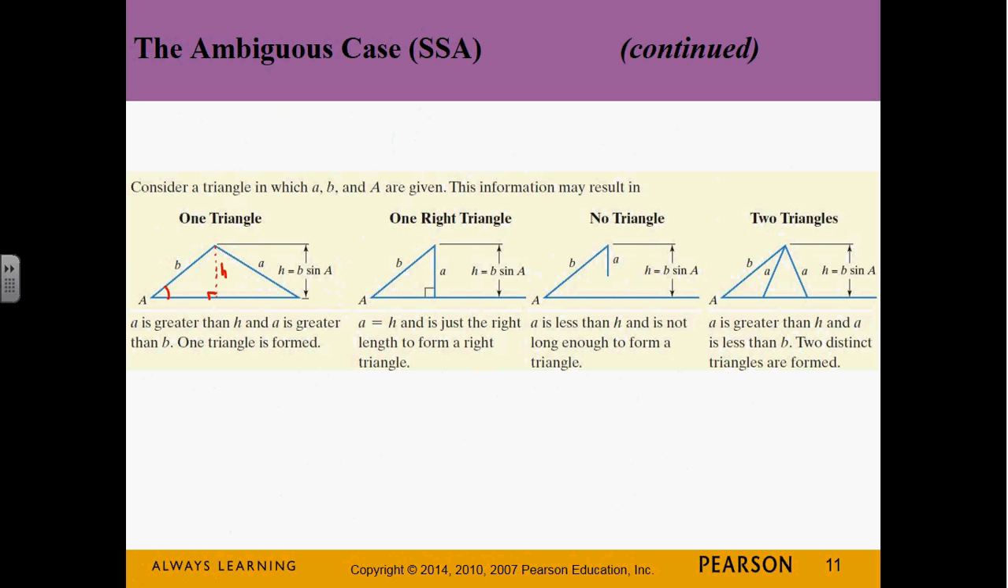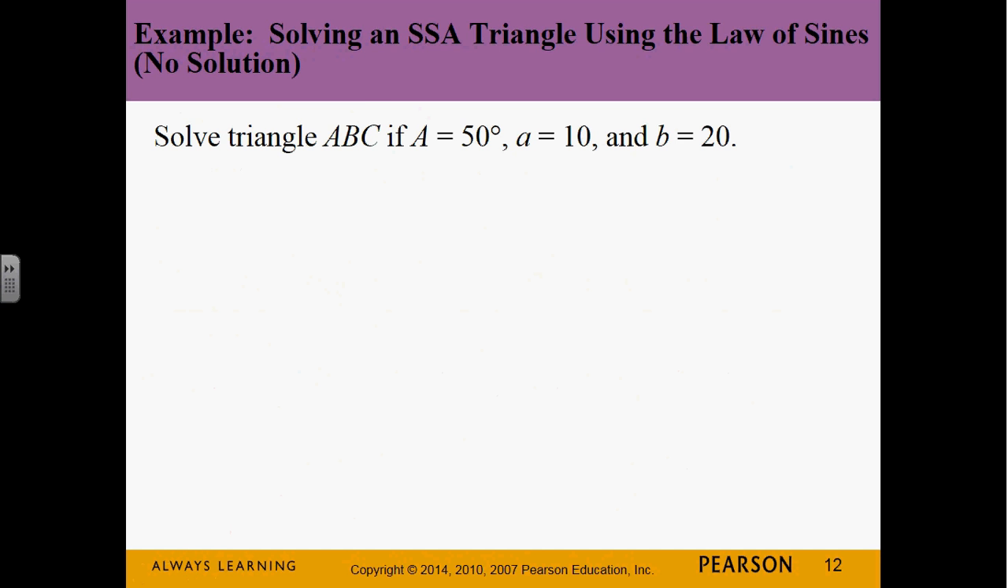Now, you don't have to remember this, okay? Because when you're actually doing the problems, they'll manifest extra solutions. You'll be able to see if there are going to be extra solutions. You may see that there are no solutions, okay? So, what is it going to look like? Let's look at one that has no solution.